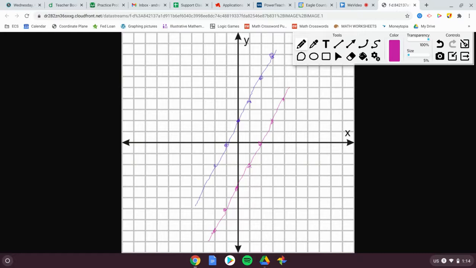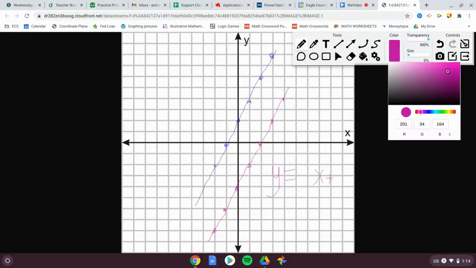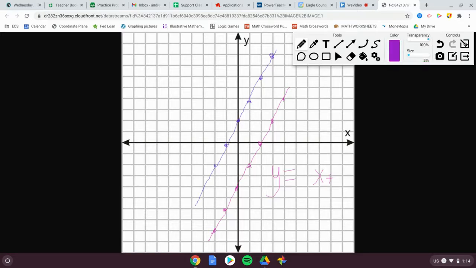So again, we're going to do this in slope-intercept form. So I'm going to have y equals blank x plus blank for the pink one, and then for the purple one, y equals blank x plus blank. All right, so pause right now if you want to look at that.